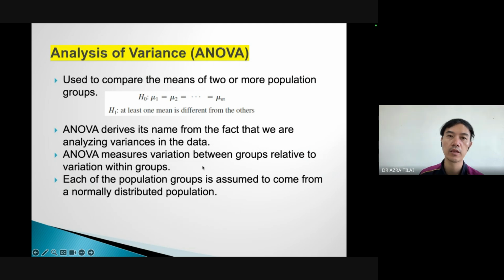Okay, so now we're going into the analysis of variance, or we could say ANOVA. Okay, so what is a variance? Okay, variance is a spread of results. So what does a spread of results mean?